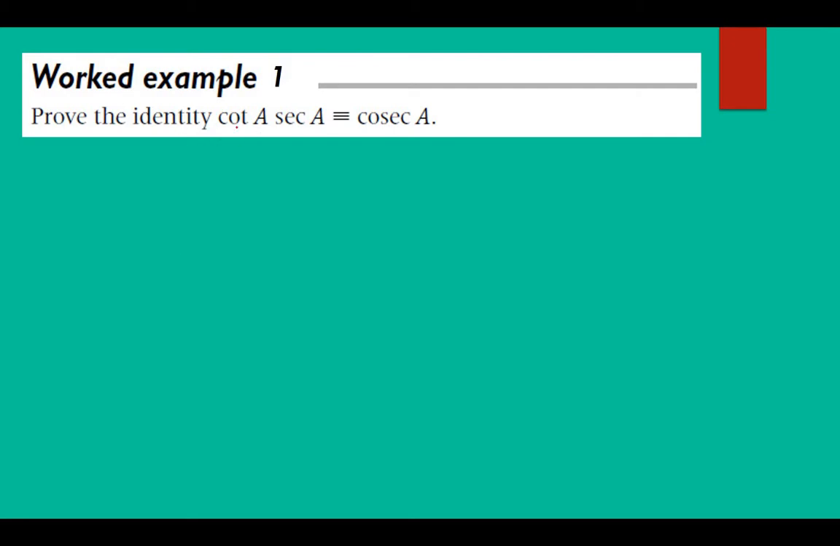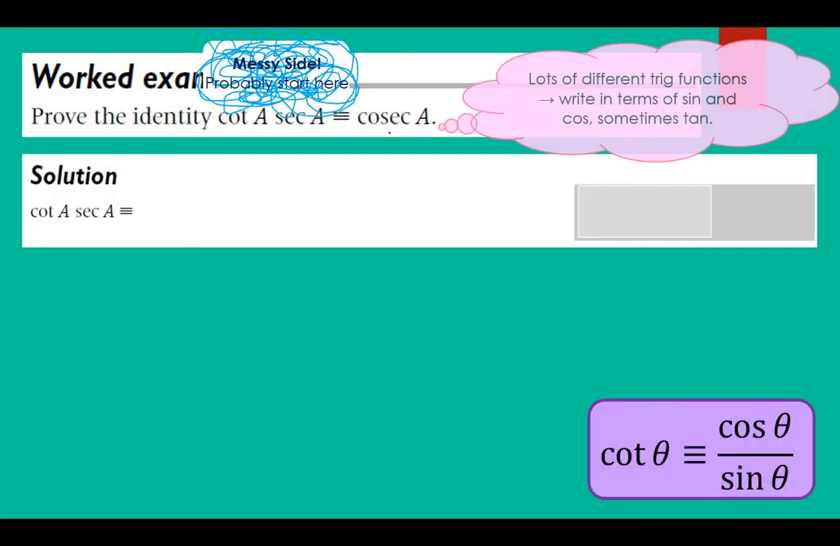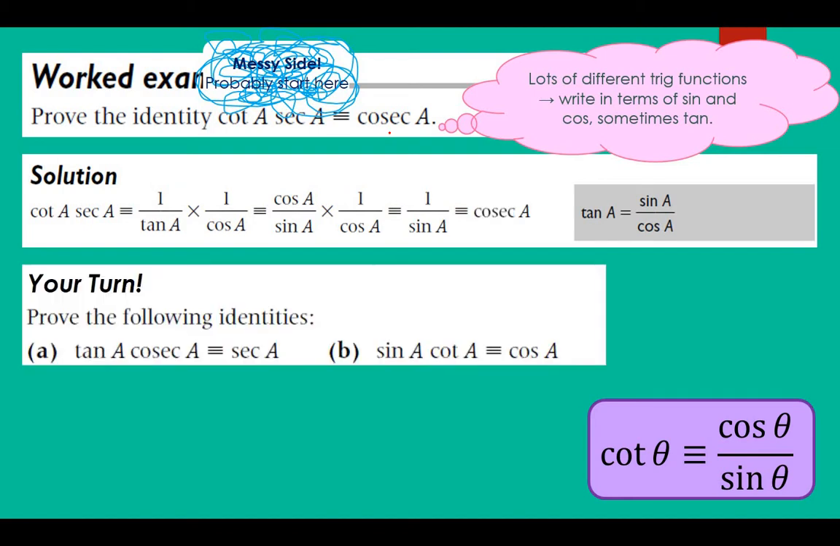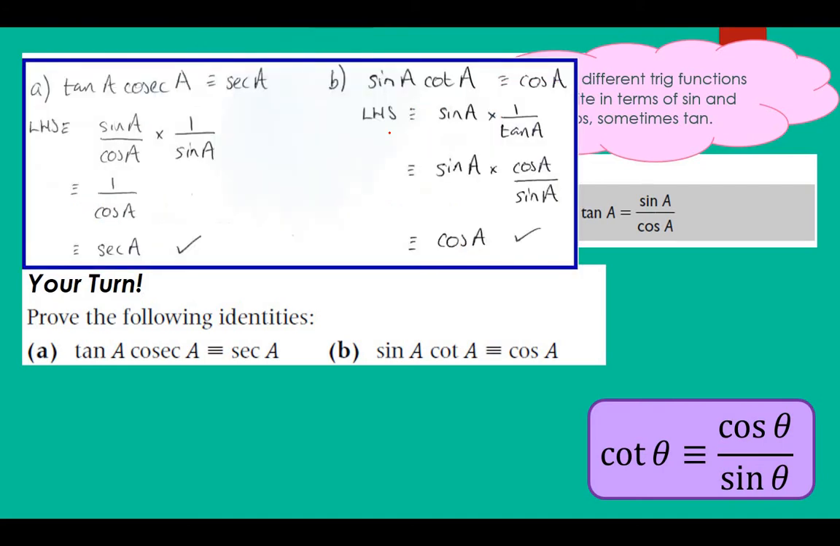In this, we're going to prove one identity is equivalent to another, so we usually pick the messiest side to start from. I would suggest that's the left. When you have lots of mixed functions, then it's a good idea to write them in terms of sine and cos. So this is a messy side. We can write them in terms of sine and cos, or we know it is reciprocal of tan, but sine and cos is easier. There we go. And we can now cancel the coses. We get 1 over sine, which you know is cosec. Here are two for you to try, and here are the solutions.